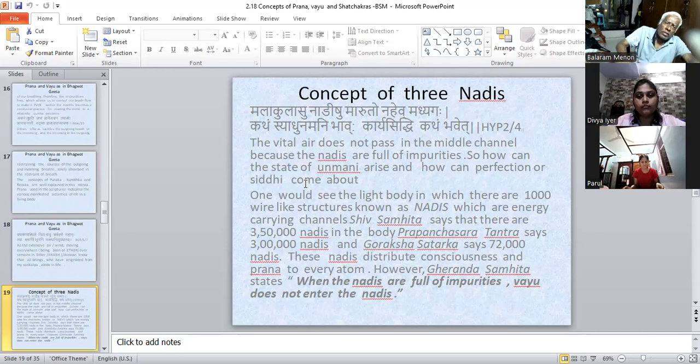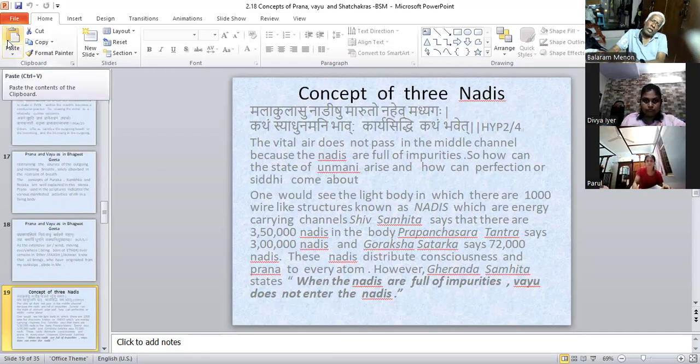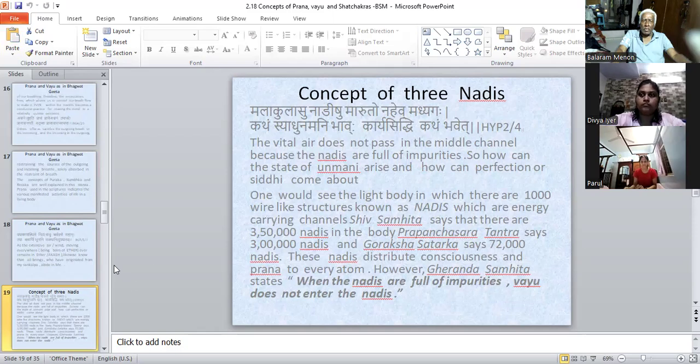Now, one would like to see the light body in which there are a thousand bionic structures known as nadis, which are energy carrying channels. Shiva Samhita says there are 350,000 nadis in the body. Prapanchasara Tantra says 3 lakh nadis. Goraksha Shataka says 72,000 nadis. These nadis distribute consciousness and prana to every atom. However, Garuda Samhita states that when our nadis are full of impurities, Vayu does not enter the nadis.